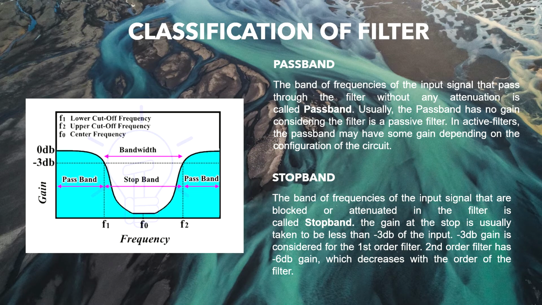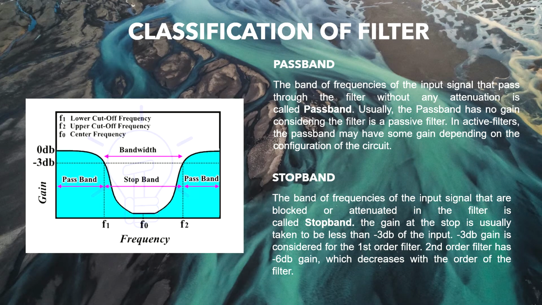Classification of filter. First is pass band. The band or frequency of the input signal that passes through the filter without any attenuation is called pass band. Usually the pass band has no gain considering the filter is a passive filter. In active filters, the pass band may have some gain depending on the configuration of the circuit.